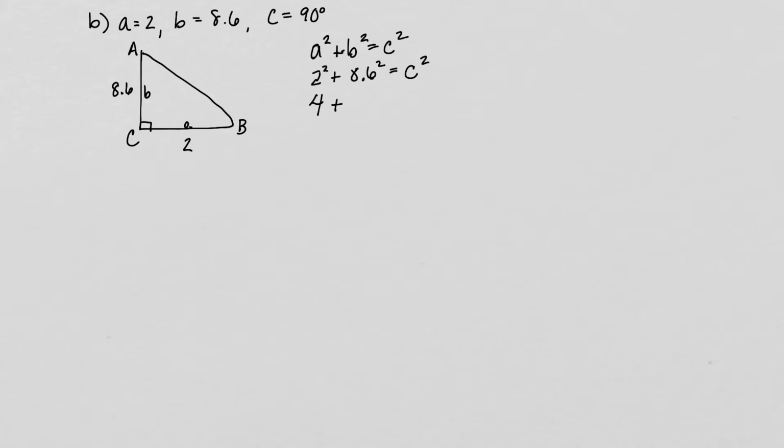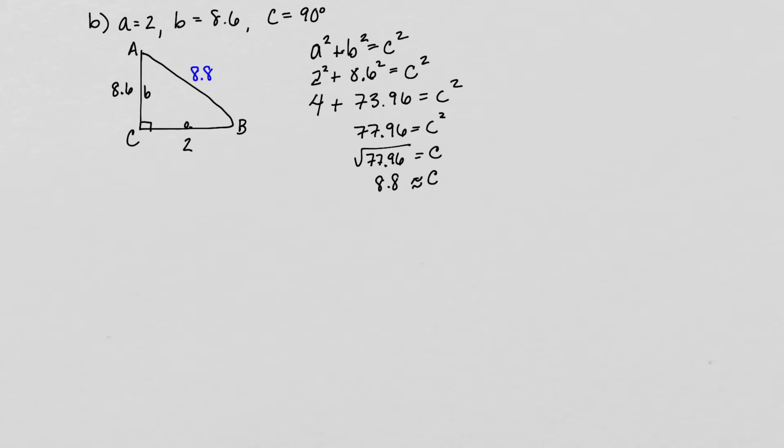So 8.6 squared is 73.96 equals c squared. So c squared is going to be equal to 77.96. And then we're going to take the square root of it. Now, generally, when you take the square root, if you're solving like this, you do a plus or a minus. We just have some random triangle sitting in space, so we're going to be working with the positive part. So it's going to be the square root of 77.96. So c is going to roughly be 8.8.